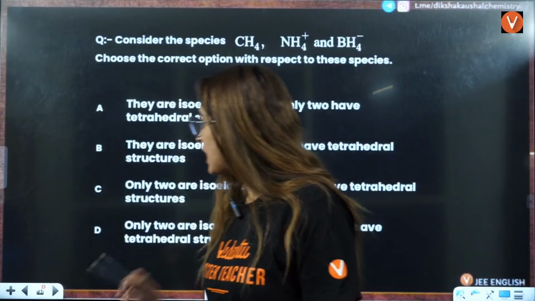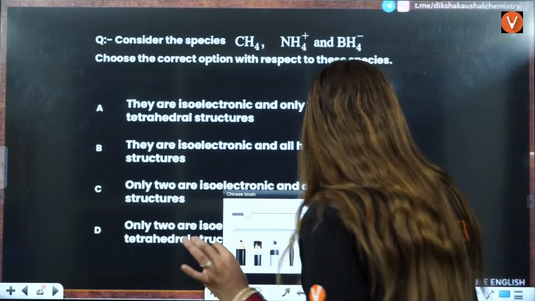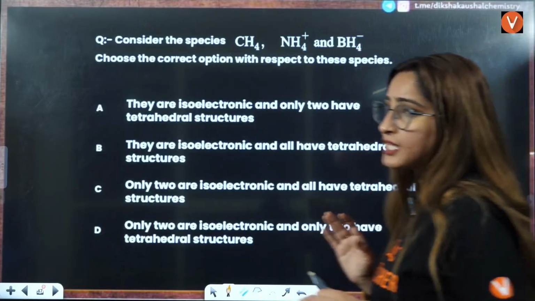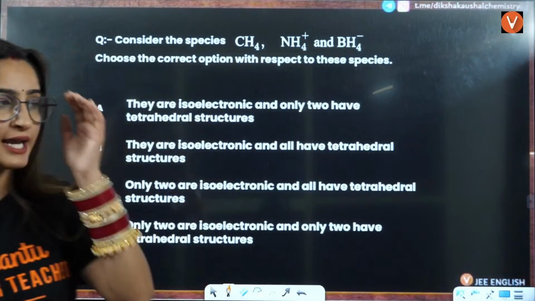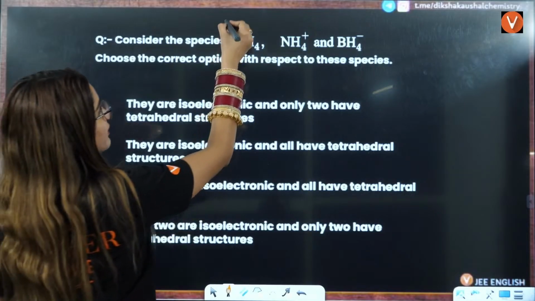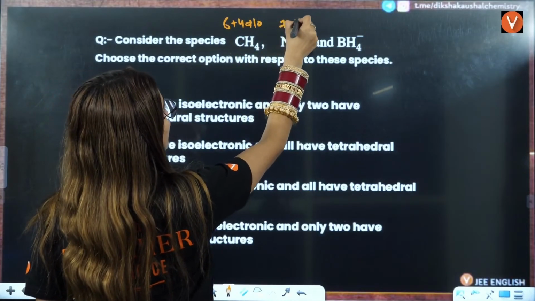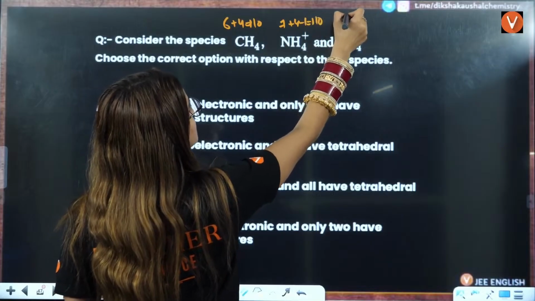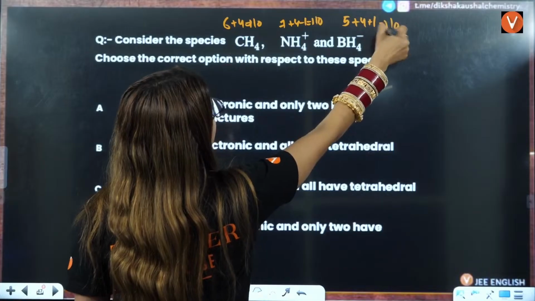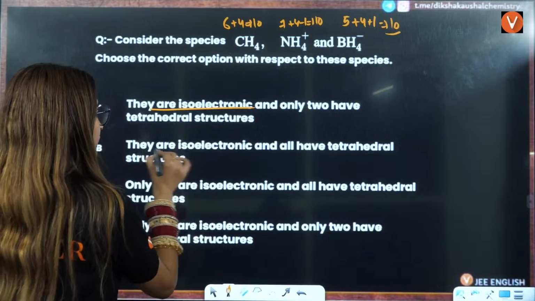Okay. Next question is, consider the species, these three species are given to you and they are saying to choose the correct option with respect to these species. You have to choose the correct option here, right? So they are isoelectronic. First we calculate the electrons, 6 plus 4 that is 10. This is 7 plus 4 minus 1 that is 10. This is 5 plus 4 plus 1, that is 10. Right? Boron is 5.